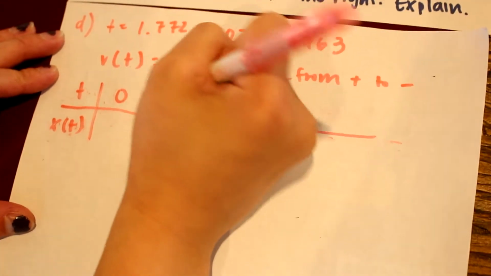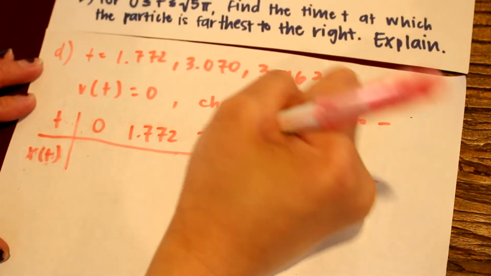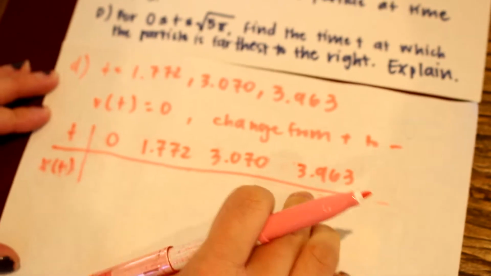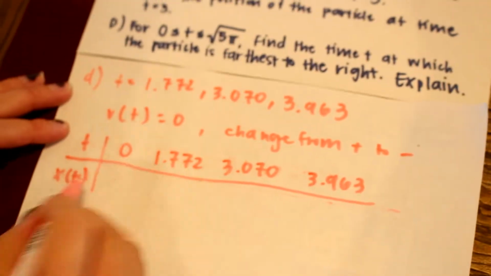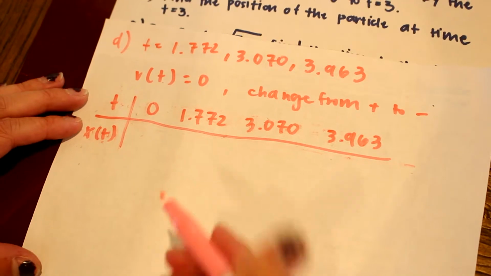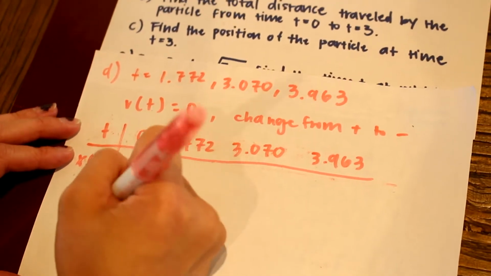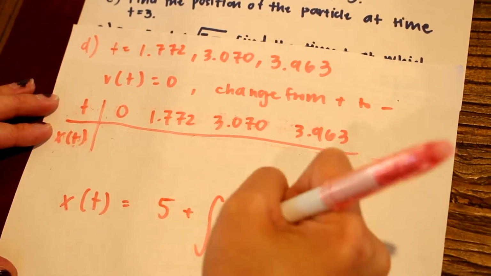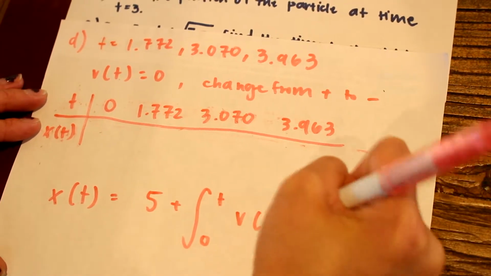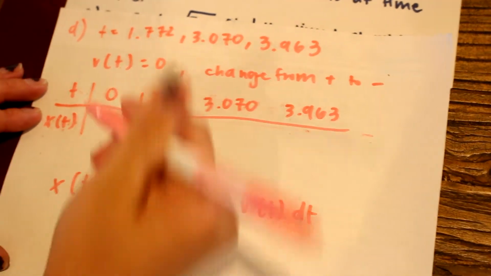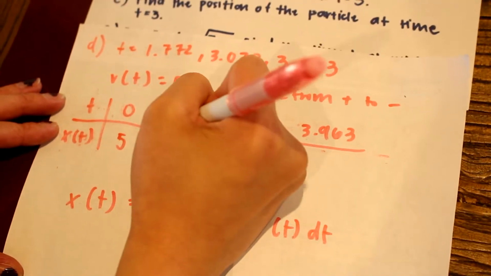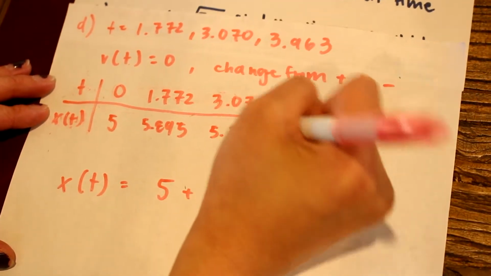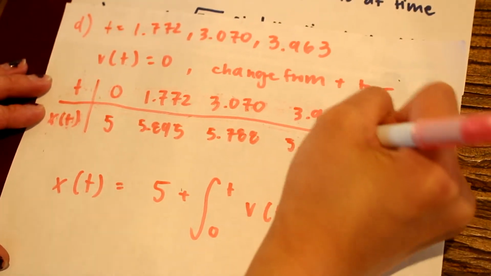So 0, 1.772, 3.070, and 3.963. This is the same thing as the square root of 5 pi. Then to find the values of x of t, you have the equation from part C. x of t is equal to 5 plus the integral from 0 to t of v of t dt. You just plug in the values and you would get 5, 5.895, 5.788, and 5.752.